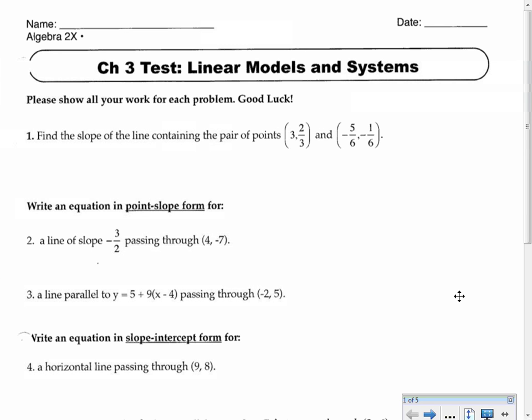Today we're going to go over the Chapter 3 test in Algebra 2X, linear models and systems. Now the video overall will be pretty long. Feel free to fast forward to whatever problem you want and just watch what you need so you don't have to go through the whole entire thing. But let's get right into it.